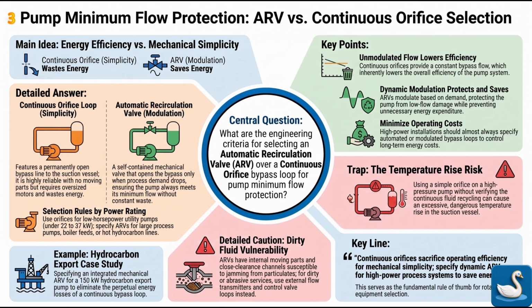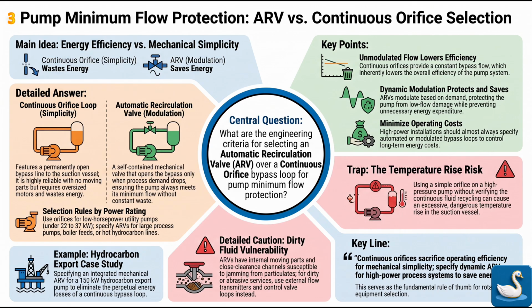Let us define the physical arrangements. A continuous orifice loop is exactly what it sounds like. It features a permanently open bypass piping line running directly from the pump discharge back to the suction vessel. It is fitted with a restricted orifice specifically sized to pass the pump's exact minimum continuous stable flow. So it operates like leaving a faucet running all day, just in case you eventually need a glass of water.